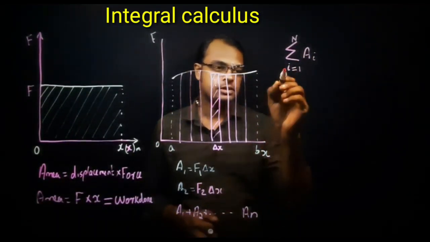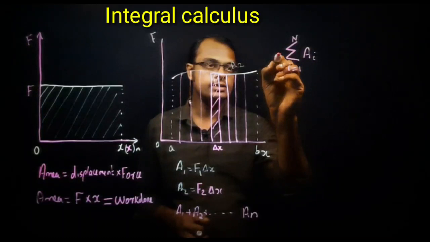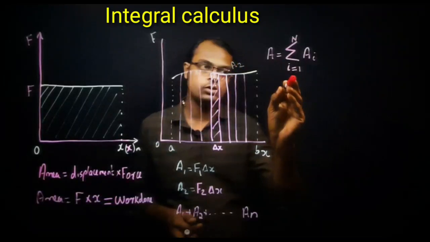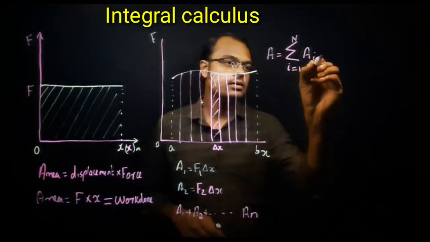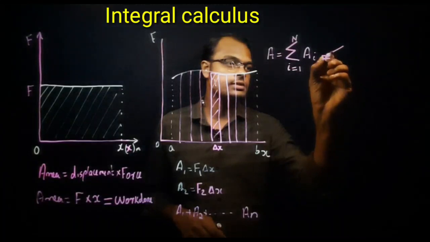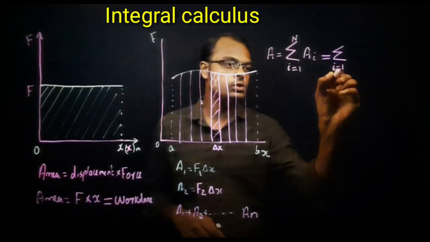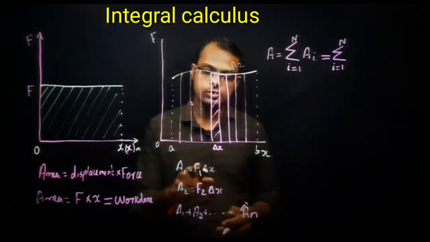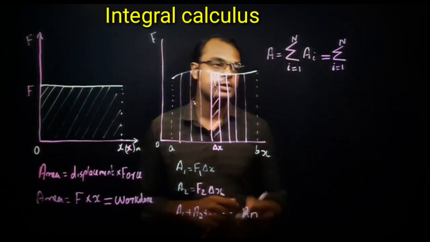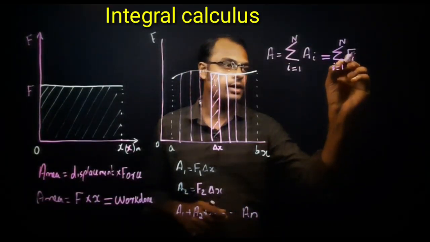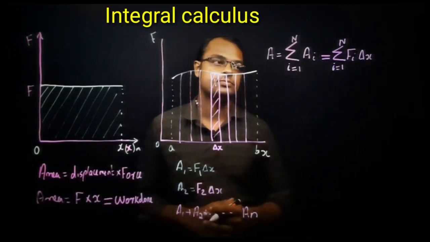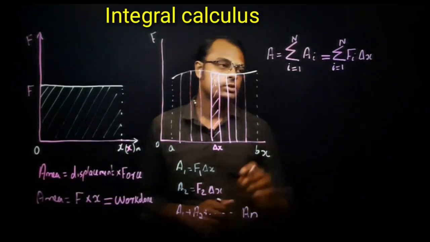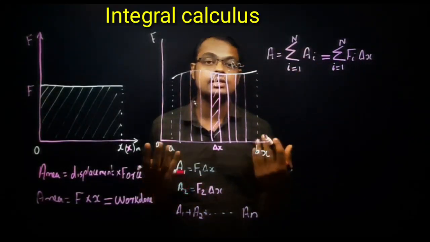Can we write like this? Sigma i is equal to 1 to n Ai. This is the entire area. The total area is equal to sigma i is equal to 1 to n Ai. That is, we can write this equation as sigma i is equal to 1 to n. Now what is area? Area means force into displacement, where force is varying, F1, F2, F3, etc. So I can write here Fi into delta x. Which is a variable here? Force. So i is 1, 2, 3, etc. till n.